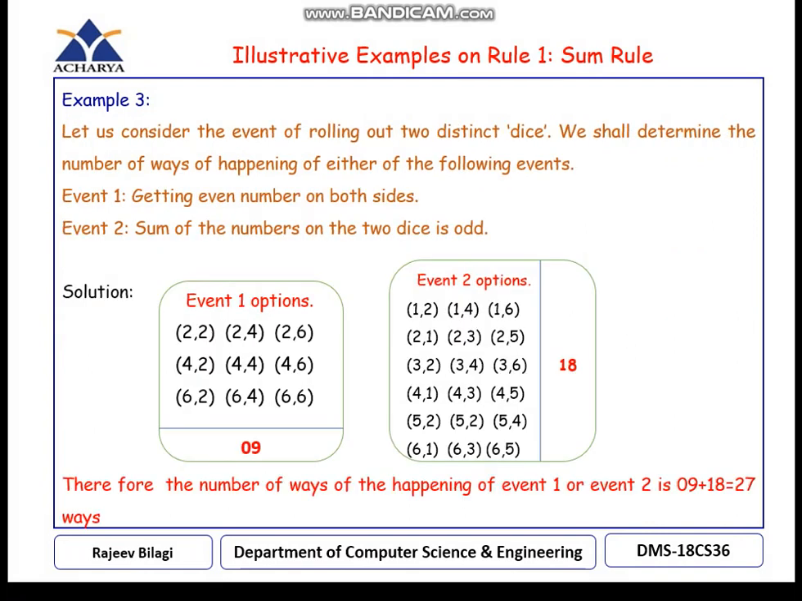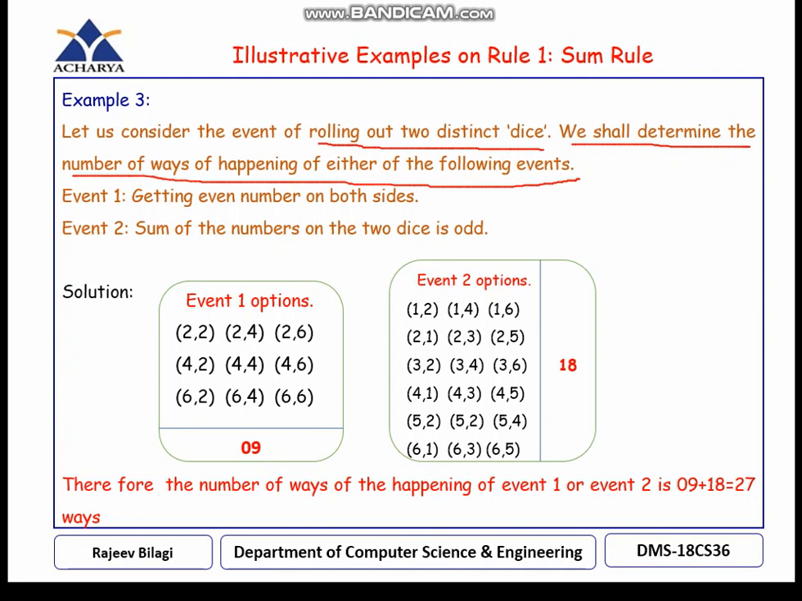There is another interesting example given below. Let us consider rolling two different dice, each having six faces. We shall determine the number of ways of happening of either of the following events. There are two different events mentioned here. So what would be the total number of possible ways?